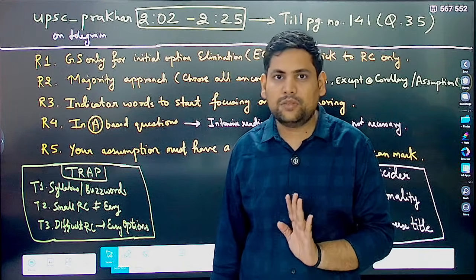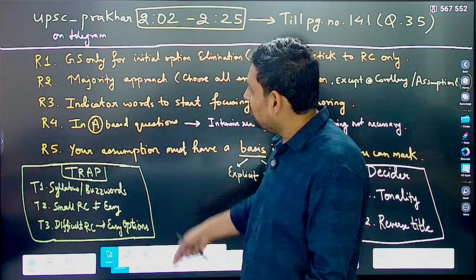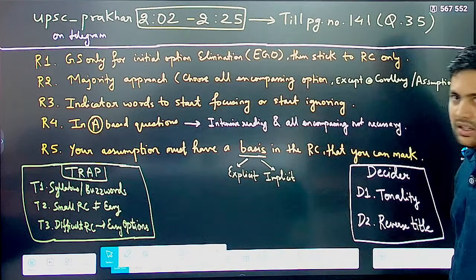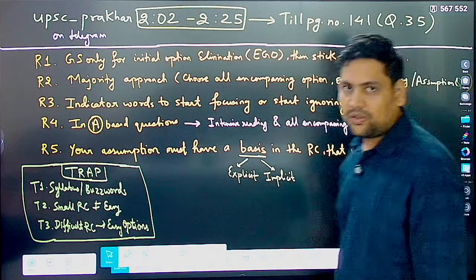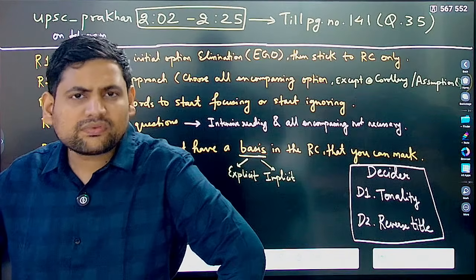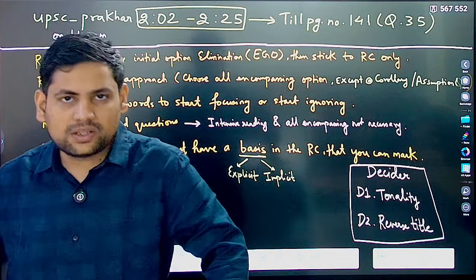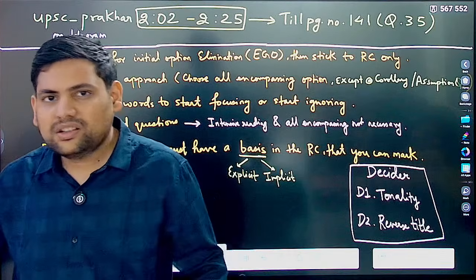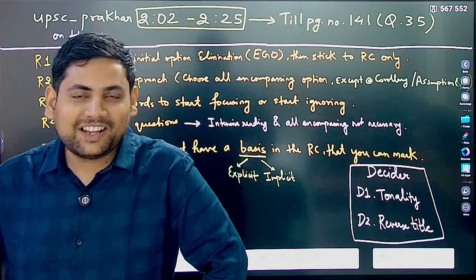That will be required from RC. Please try to remember these 5 rules, these 3 traps and these 2 deciders. It will help you solve the questions. This is it for reading comprehension. If you need anything specifically with respect to this section, you can ask in the comments. I will try to entertain that as well.